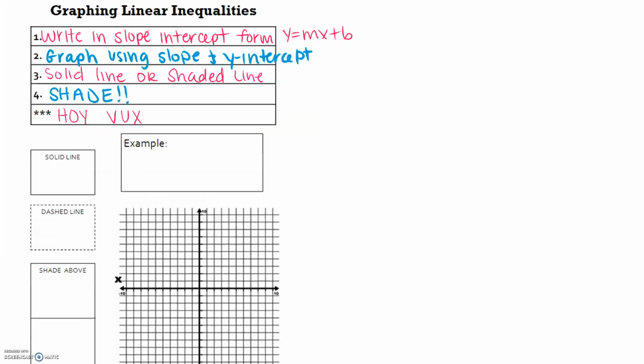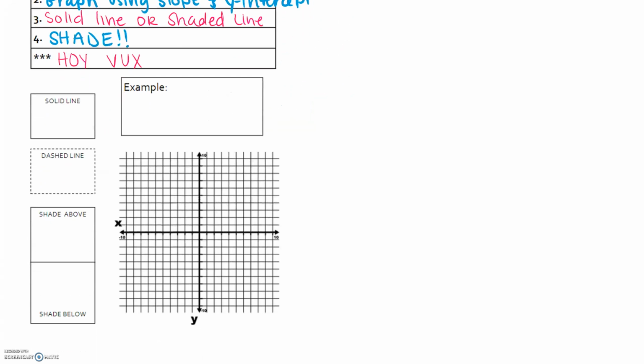So let's look at a solid line. What makes a solid line? A solid line is anytime we have greater than or equal to or less than or equal to. If you have either of those, when we're graphing, we have a solid line. We have a dashed line anytime it is less than or greater than.